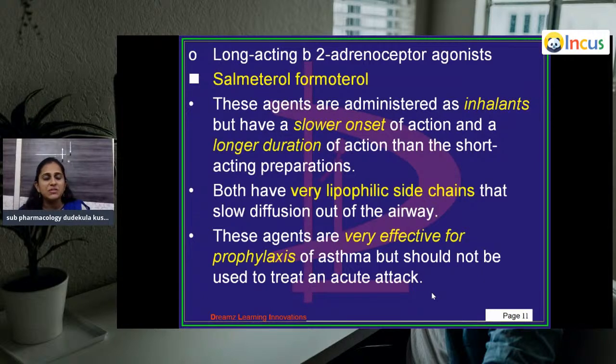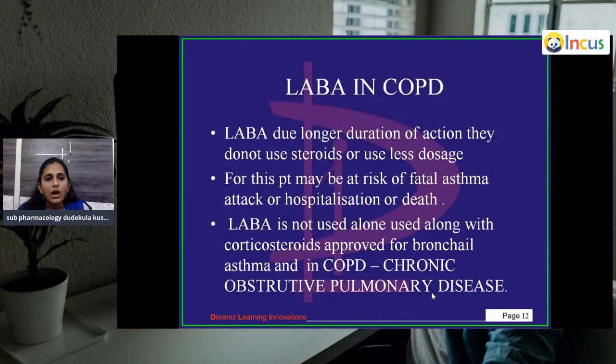The long duration is because they are very lipophilic. That means they get attached to the lipid cells, and they produce the effect slowly. They can be used for prophylaxis, and they cannot be used for an acute attack. When these long-acting beta 2 agonists are used, much relief is obtained in patients, so they stop using steroids or use a lower dose of steroids.